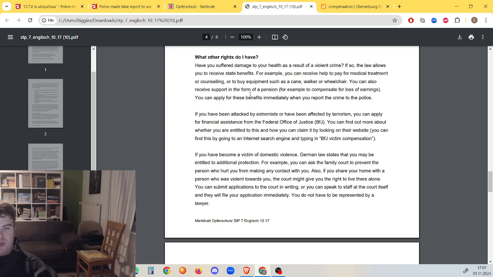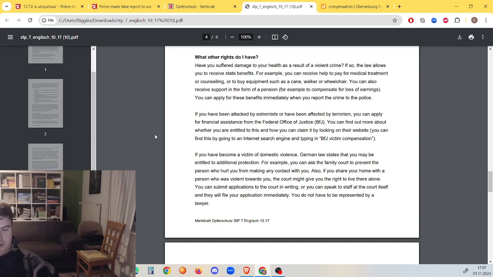You can also receive support in the form of a pension, for example, to compensate for loss of earnings. You can apply for these benefits immediately when you report the crime to police. If you've been attacked by extremists or affected by terrorism, you can apply for financial assistance from the Federal Offices of Justice. You can find out more about whether you're entitled to this and how you can claim it by looking on their website. This is only in German, I'm pretty sure.